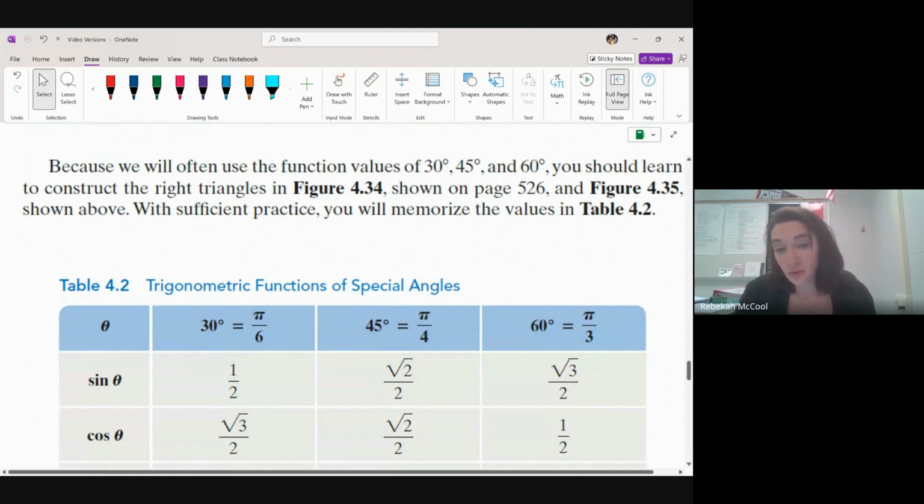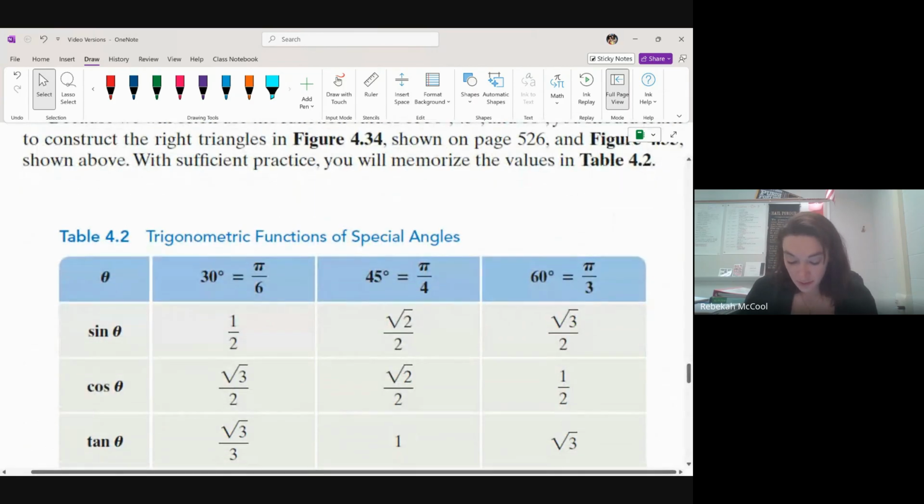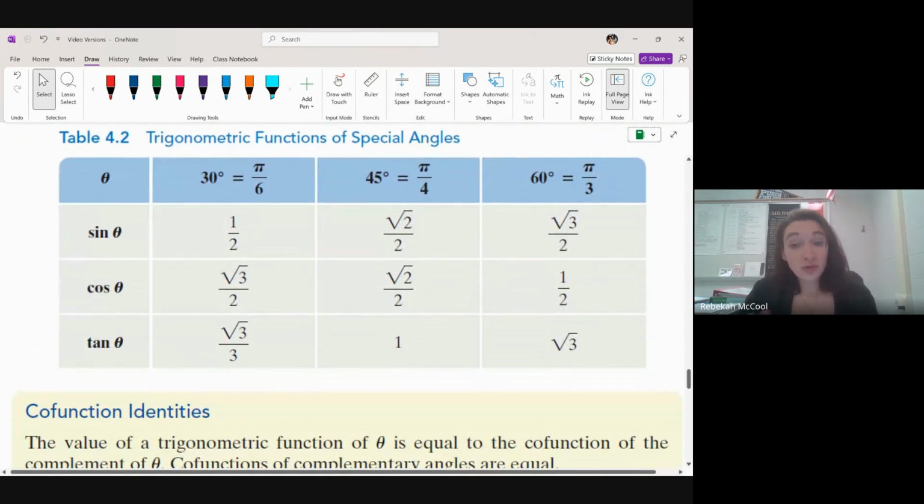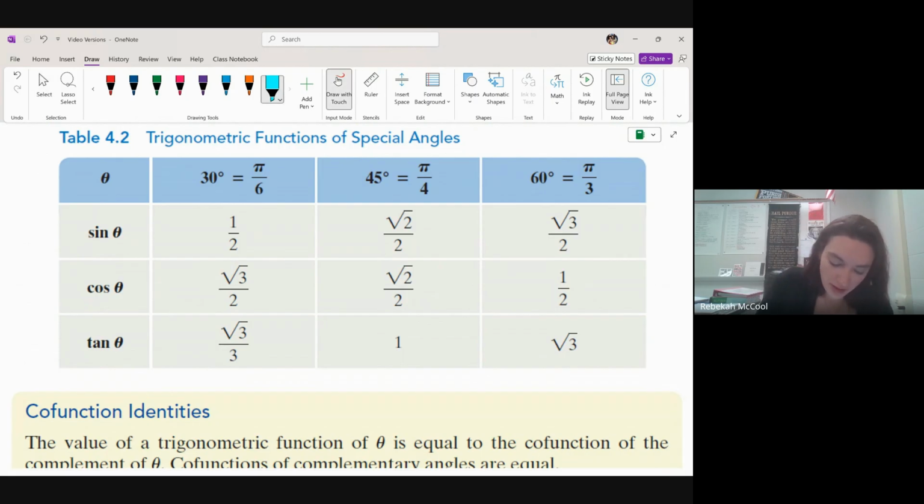So these are the ones you're going to want to know. These are the ones that are going to show up the most often. And these are what you're going to use later on to use reference angles. And so it helps to memorize these. And these are on your unit circle. So if it helps to look at them in a chart or look at them on the unit circle, that's up to you. Some things I like to point out.